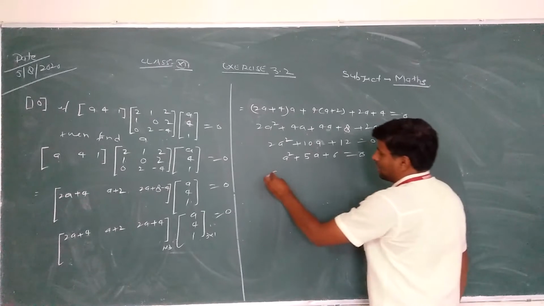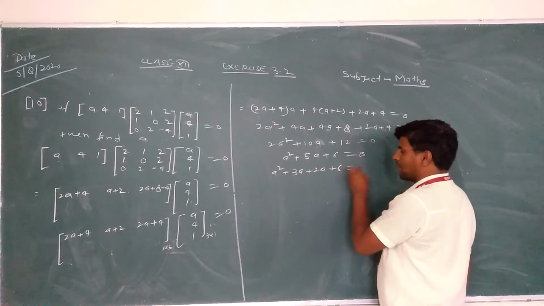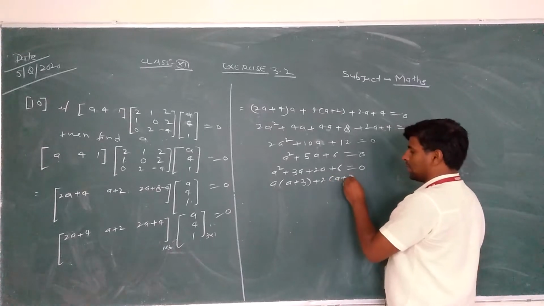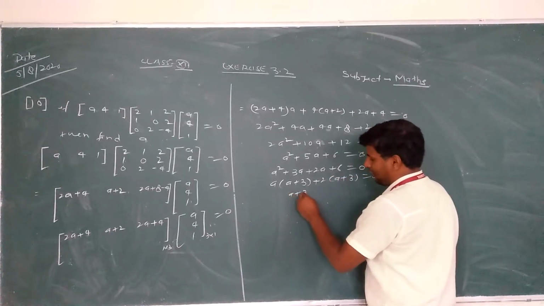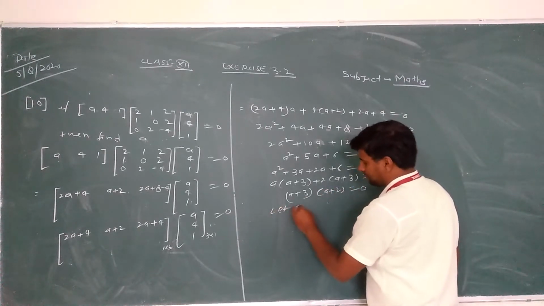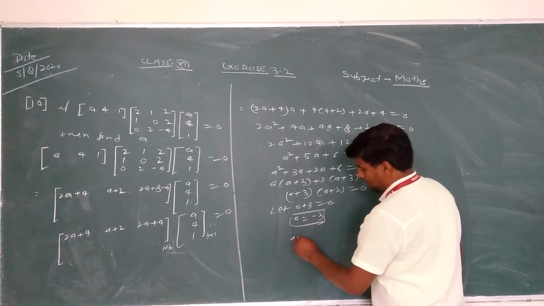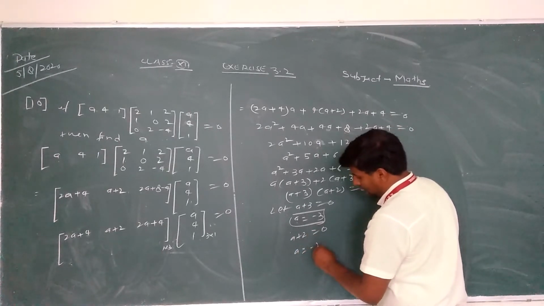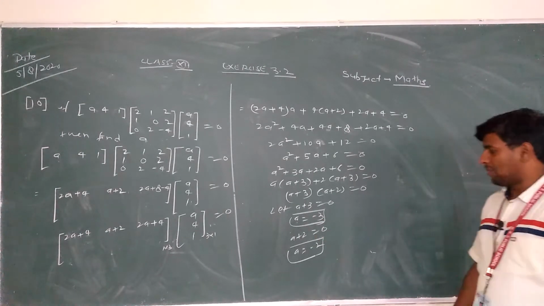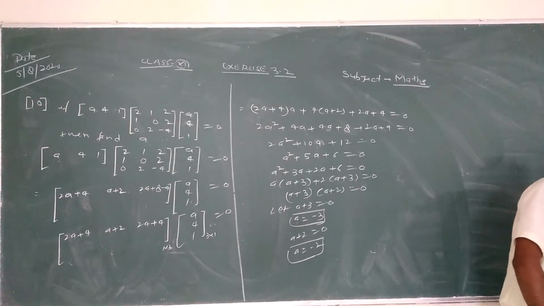How can we split it? A square plus 3A plus 2A plus 6 equal to 0. A common: A plus 3, 2 common: A plus 3, equal to 0. In the first bracket, A plus 3, and A plus 2, equal to 0. We can assume A plus 3 equal to 0, A equal to minus 3, and A plus 2 equal to 0, A equal to minus 2. So we get two values of A. That's clear? Any problem?